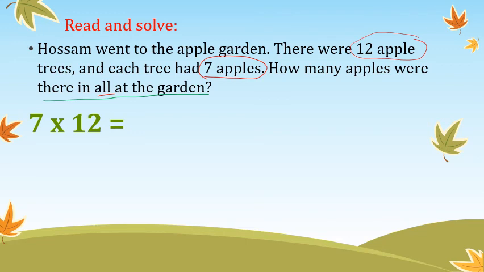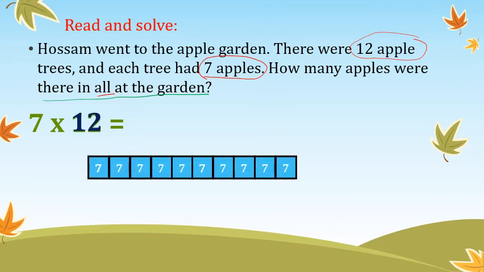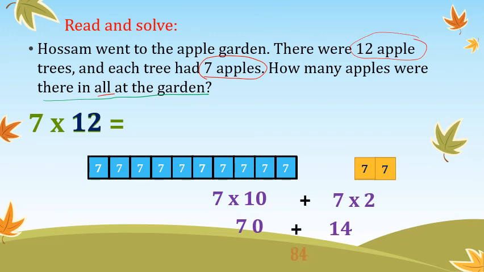How will I use the distributive property? I'm going to take the 12 and break it down to 10 and 2. Let's count these. 1, 2, 3, 4, 5, 6, 7, 8, 9, 10. These are 10 trees. Every tree has 7 apples, so I wrote 7 for each tree. And for these two trees, I wrote 7 on both. So now I have 7 multiplied by 10, 7, 10 times, and 7, 2 times. 7 times 10 is 70, and 7 times 2 is 14. So let's add them together. We will get 84. Add the ones: 0 and 4 gives you 4, and 7 and 1 gives you 8.